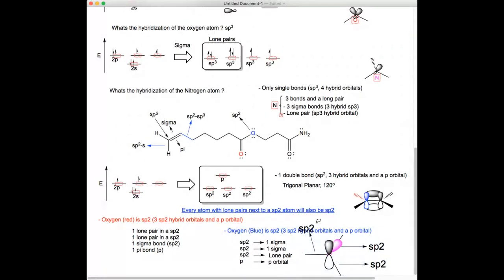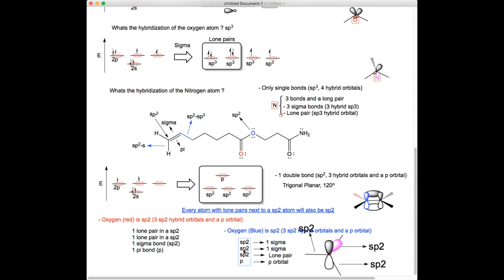So summary of this last part before we end today's class. Any atom with lone pairs next to an sp2 atom is sp2 hybridized as well. This is very important, guys. I will repeat again next class, but I want you guys to start digesting this, okay? Because this atom is sp2 hybridized, I know it has 3 sp2 and a p orbital around it in the valence shell. In the valence shell, there will be 4 orbitals. 3 will be sp2, and the 4th will be p because it's sp2 hybridized.